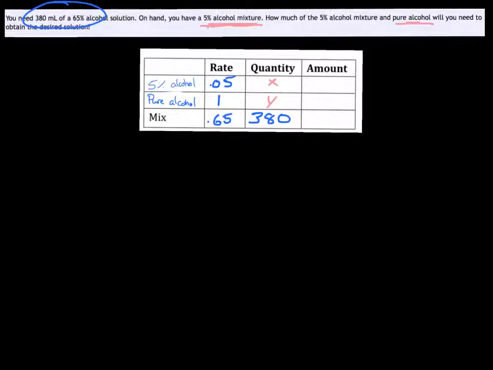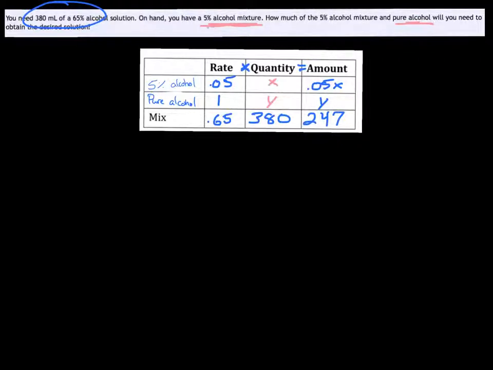The beautiful thing about charting your information this way is that we always multiply our rates and our quantities together to get our amounts. In this case, the amount of actual alcohol in these mixes. So just multiply these rows across: 0.05 times x is 0.05x, and 1 times y is just y. And finally, multiplying 65% times 380 gives me 247.